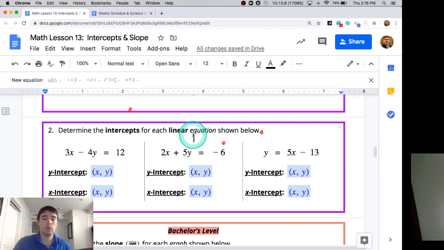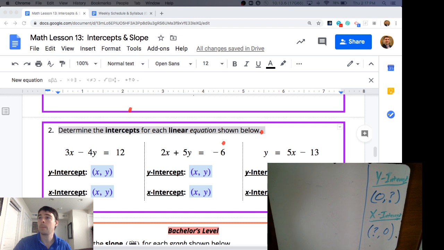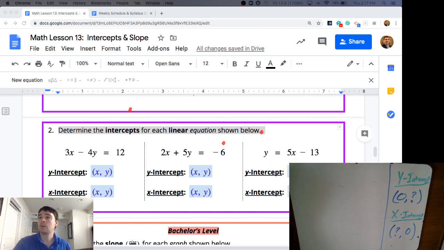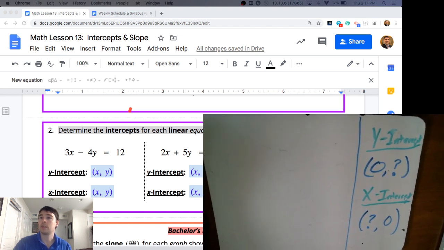Problem number 2 is going to again deal with intercepts. They're going to ask us specifically to determine the intercepts for each linear equation this time. So now instead of getting a graph, we're getting equations. So I'm going to bring my whiteboard back into play. Give me a second to do that. And I'm going to also make the whiteboard a bit larger so you can see that better.